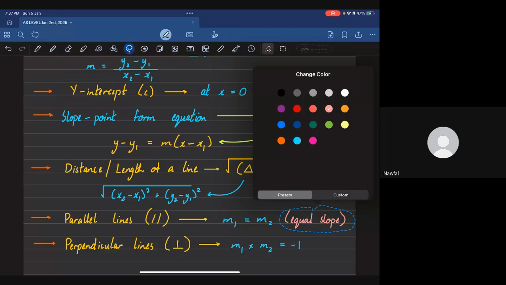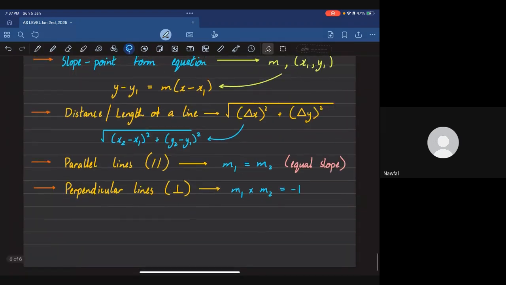Perfect. Now we're going to have, let's just say that, for example, these are your negative reciprocal.